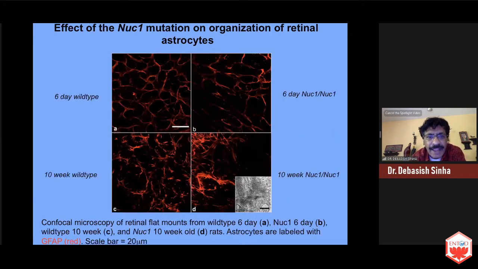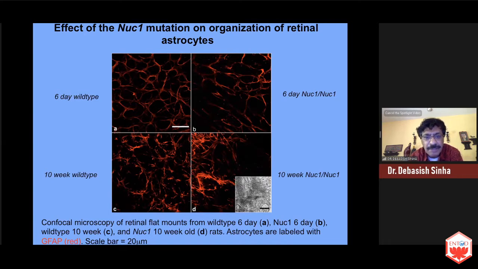And to prove that this gene does express in the astrocytes and is somehow involved in the structure and function of astrocytes, we did some retinal flat mounts as shown here. So these are 6-day wild type, and on the right hand is the Nuke1 homozygous, and then below you see the 10-week. Astrocytes are known to have a honeycomb type of structure like this because it's not required in humans, but in rodents, astrocytes are very much necessary to form blood vessels.